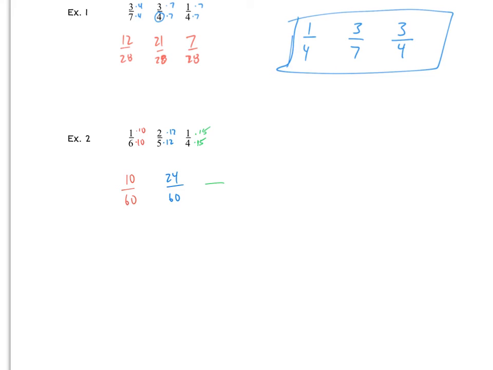That one you might need a calculator for. Is it 15? If you do it by 10, it's 40, and then you add the 5, which is 20. So now they're much easier to compare. 10 over 60 is my smallest, which represents my 1/6. So I should write it that way. My next one would be my 1/4, and my biggest is my 2/5.